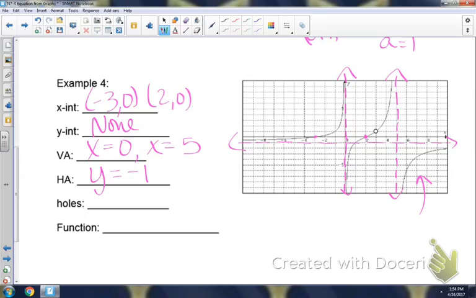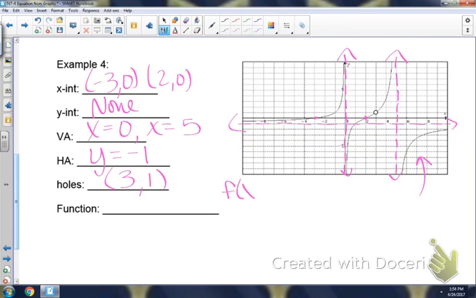Alright, we have a hole in our graph. Remember, a hole in the graph is an actual ordered pair, so that's (3, 1). And then we're going to have to come up with our function. So f(x) equals a. Notice we have two x-intercepts. We're going to have to write two different factors for that. So that's going to be x plus 3, and then the other one will be x minus 2. So you have two different ones because you have two different x-intercepts.